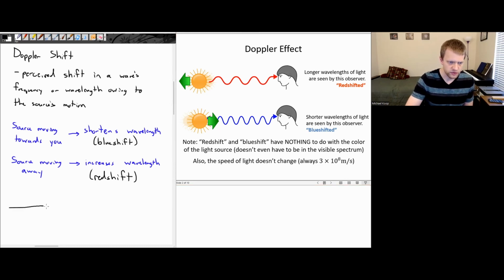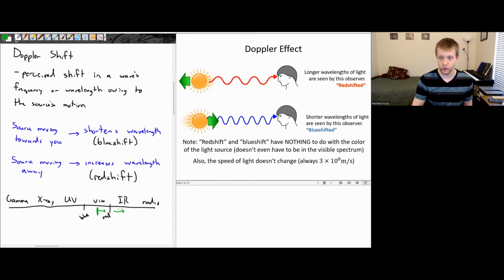So for example, if we draw our spectrum again, we have gamma rays, X-ray, UV, visible, infrared, and radio waves. And again, in that visible part of the spectrum, we go from blue to red. If I have some green light and the source is moving away from me, then that green light is going to shift to longer and longer wavelengths, and it might actually look more red. If it's moving even faster, it might shift all the way past red and into the infrared part of the spectrum, so we wouldn't even be able to see it.